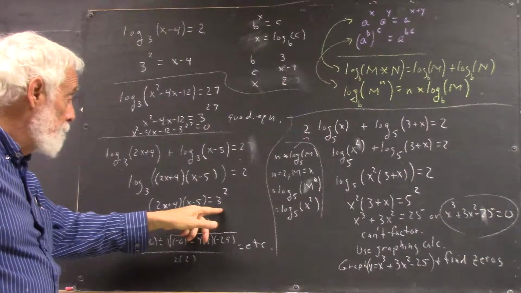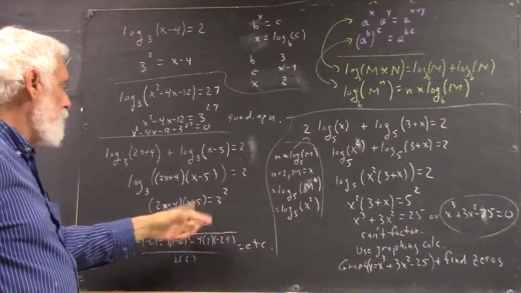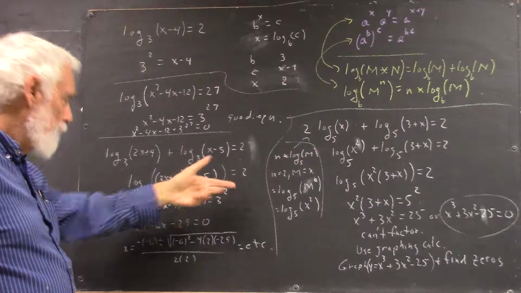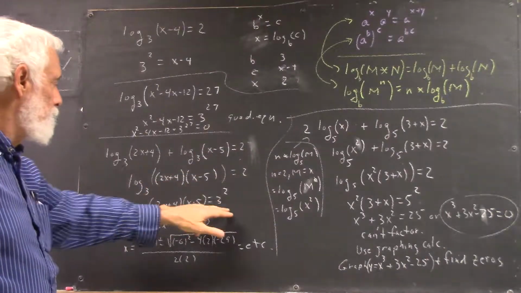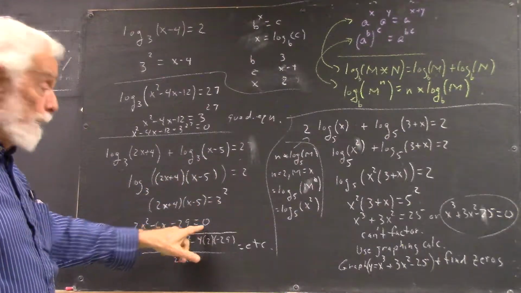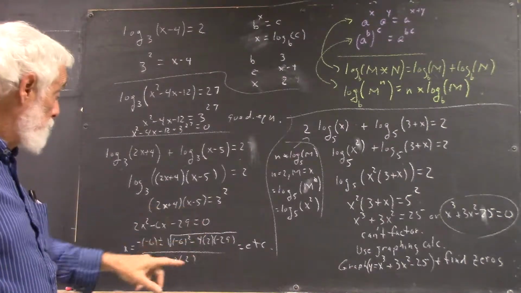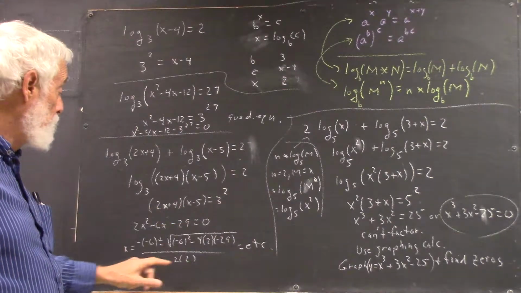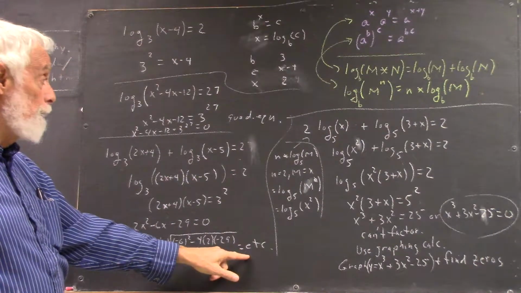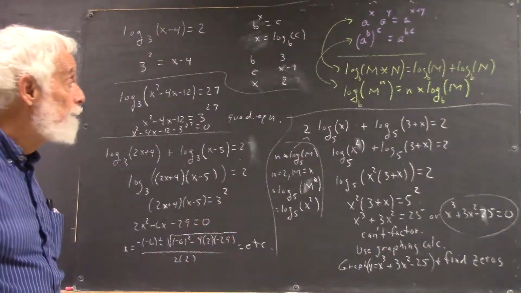3 squared is 9. If you expand this and subtract 9 from both sides, you get this. You recognize this as a quadratic equation. You put it in this form, you apply the quadratic formula, and you get your solutions. That's all there is to it.